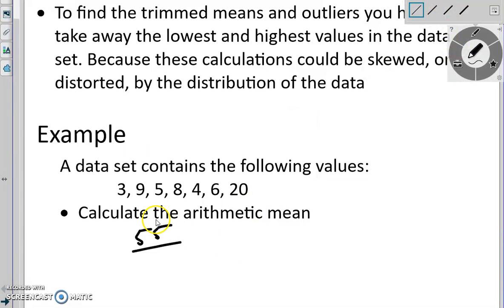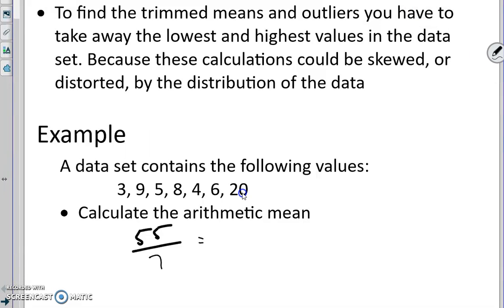55. How do you get that, right? Thank you. And I divide by 1, 2, 3, 4, 5, 6, 7. We'll go one decimal place, 7.9.